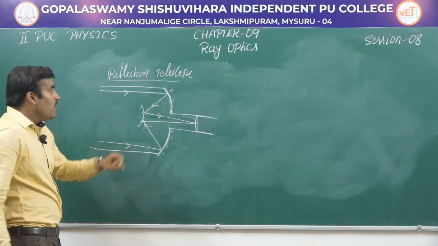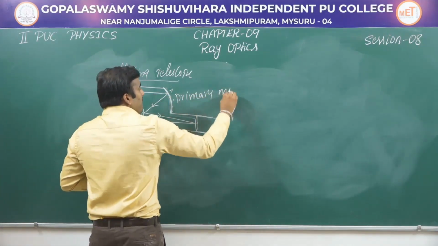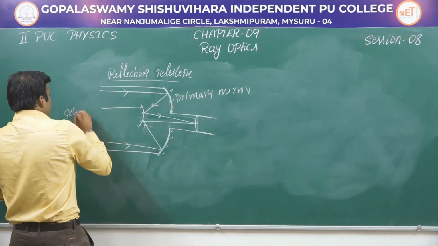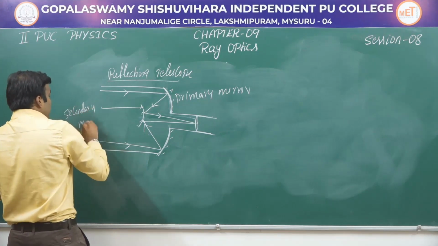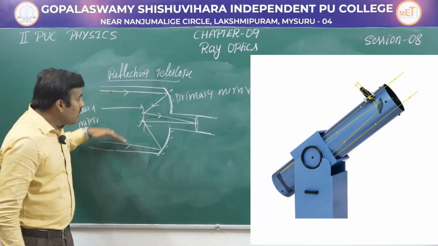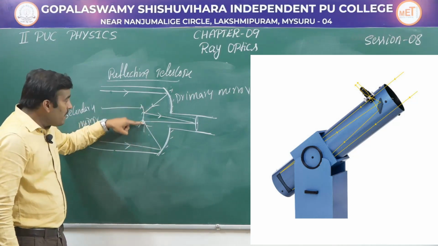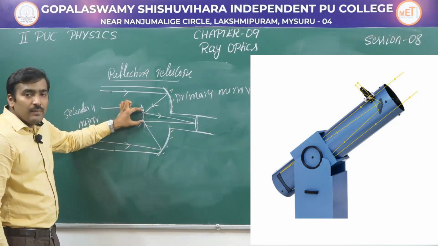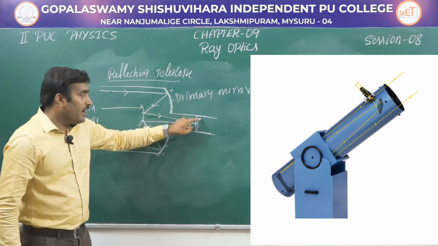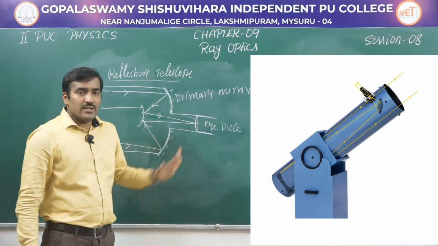So this is a reflecting telescope. Here we have a primary mirror, okay, this is a primary mirror, and this one is a secondary mirror. Light from a distant object is made to fall on this primary mirror so that it will be reflected to this point. And here we place a secondary mirror. Since it's a convex mirror, it converges the light at this point. And here we have an eyepiece. We can observe the distant object at this point.